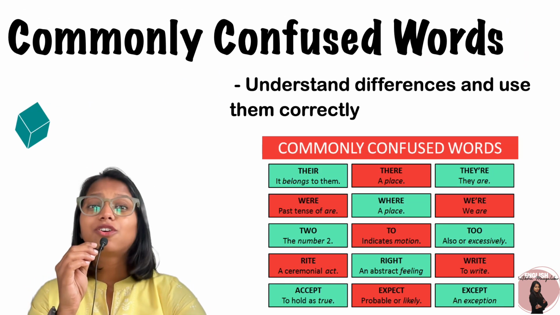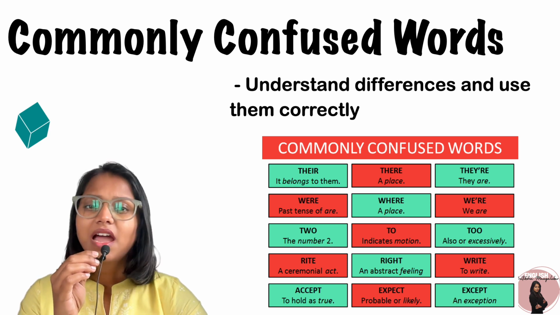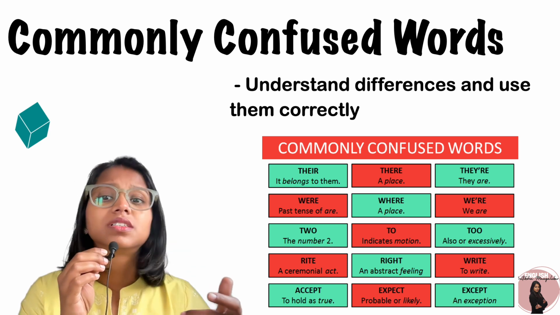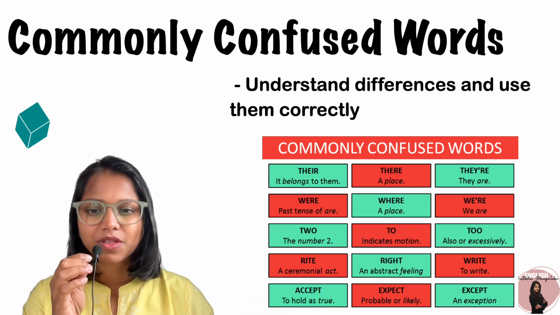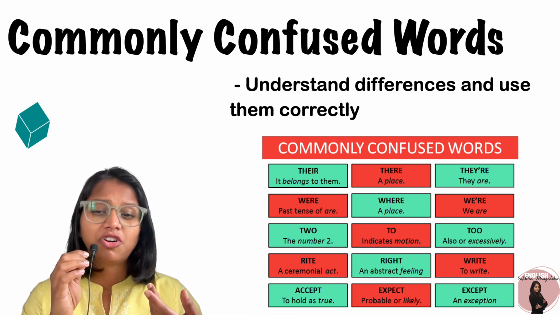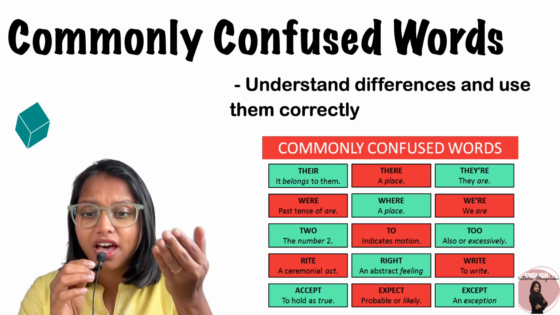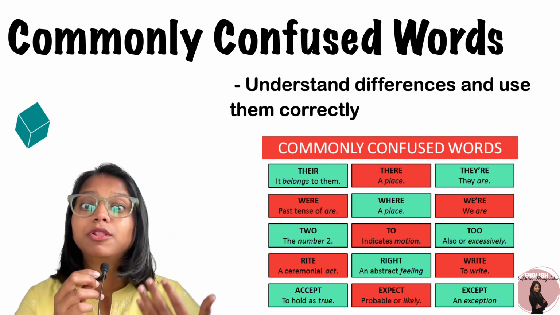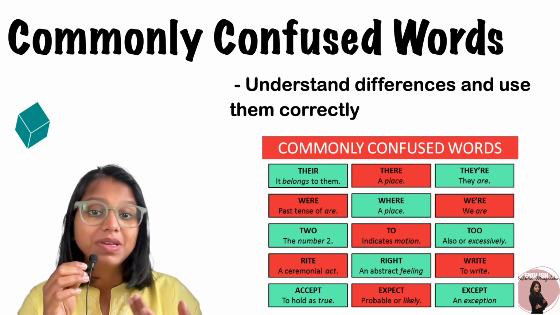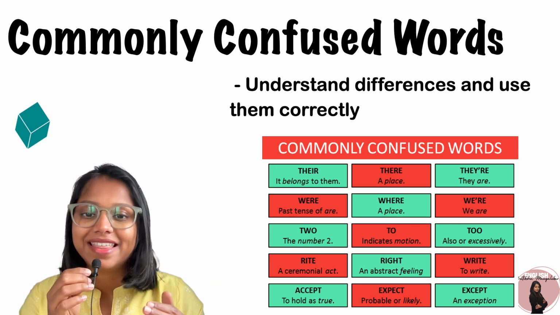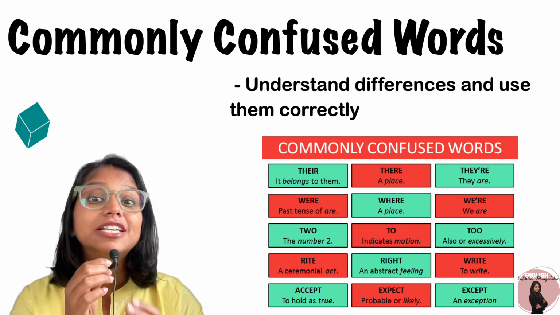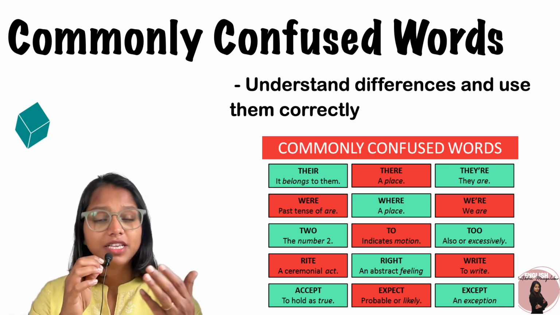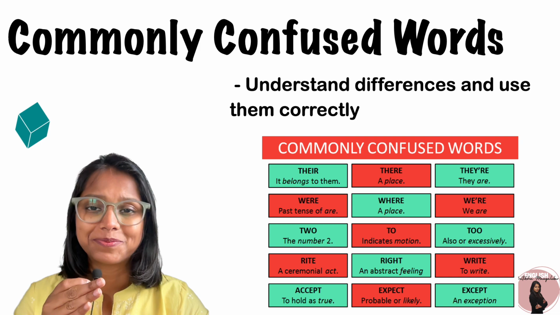Next is addressing commonly confused words. Address commonly confused words correctly by understanding the difference between their meanings. Okay, for example, words like their, there, and they're. Their, T-H-E-I-R, means something that belongs to them. There means a place, and they're is the shortened form of they are, right? So, understand the meanings between these words and use them correctly.